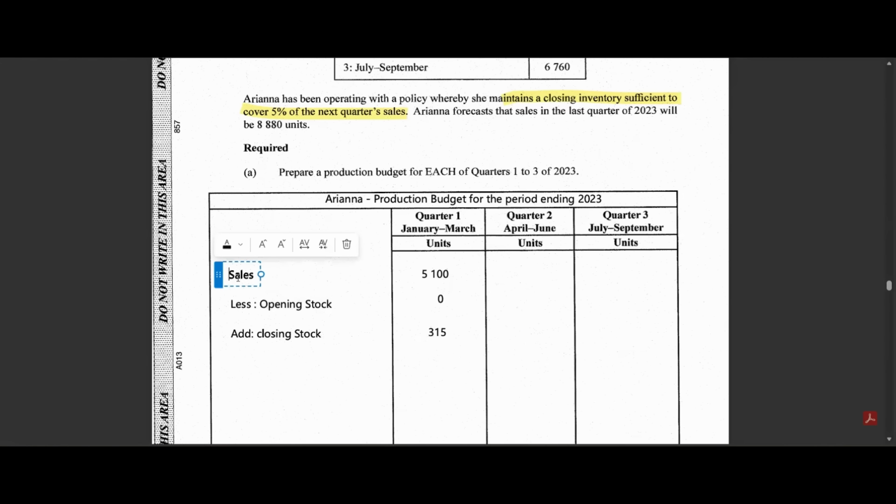So sales less opening stock, add closing stock, is going to give us the production units. The production units, after we put together this calculation, should give us a value of 5,415 units, in fact, right? Remember, this is units. Right, guys? Units. Great. Nice. So let's move on to have a look at quarter two.